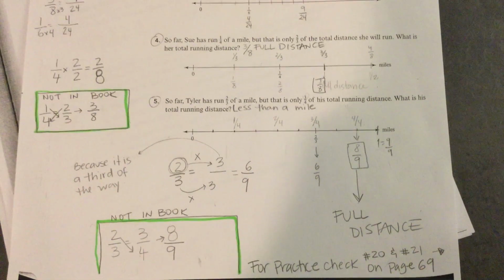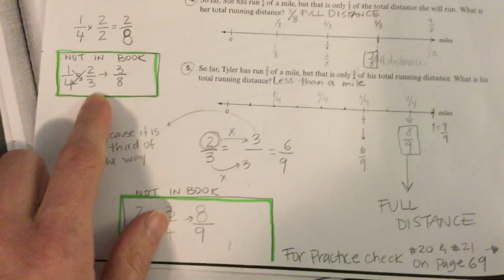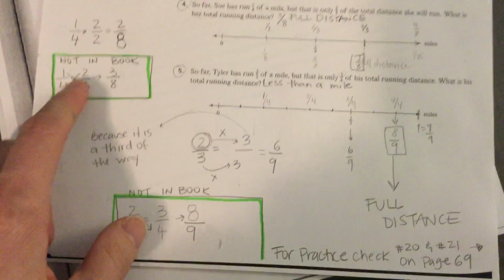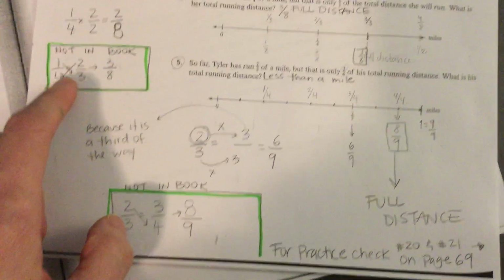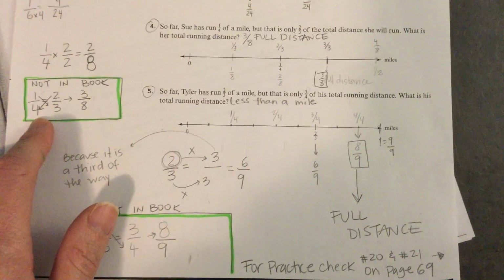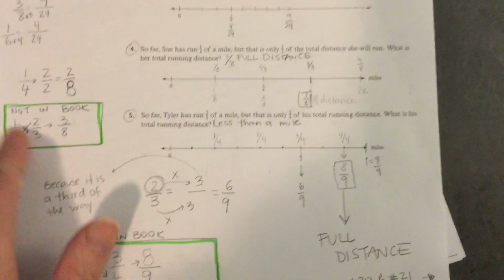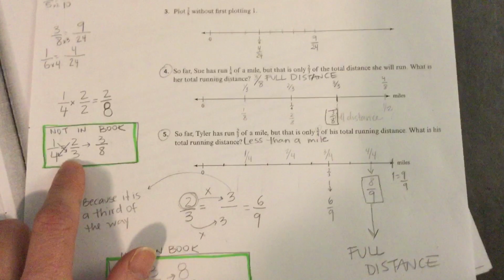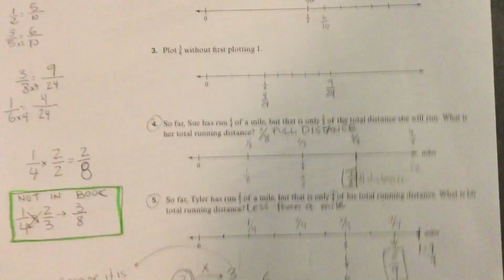So I have these answers here. This is not in the book. This is how I would solve it. You just take the two fractions and you cross multiply. But then the question is, what does this mean? So this is like what we talked about, the rigor level, being able to explain it. So here's what I was able to conclude.